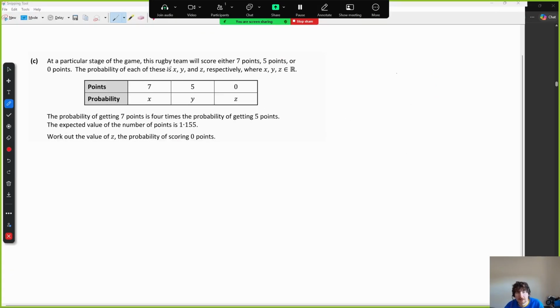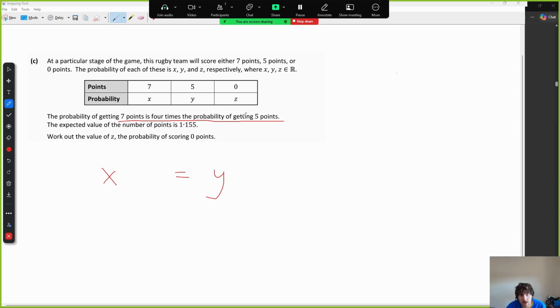At a particular stage of the game, this rugby team will score 7, 5, or 0 points, okay? The probabilities of each are x, y, z, and they're real numbers. The probability of getting 7 points is 4 times the probability of getting 5 points. So we need to convert that now into an algebra statement. So who's the bigger one here? So it's like we're trying to relate x to y here, but one of them is bigger than the other, right? So this is the way to interpret this statement. 7 points is 4 times the probability of getting 5 points.